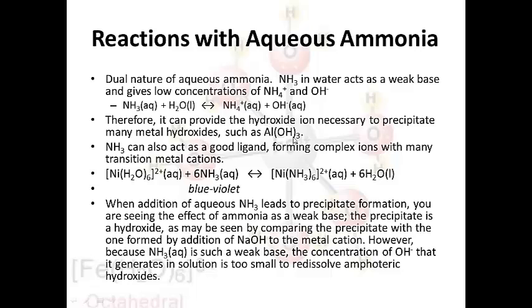So if you added ammonia, you could precipitate the aluminum hydroxide. But the ammonia molecule itself can also act as a ligand and form complex ions with the transition metal cations. So for example, if we have nickel ion, and usually we would just write this nickel plus 2, but actually the nickel is surrounded by 6 water molecules just when it's in solution. And when we add ammonia to it, we can create this ammonia complex here.